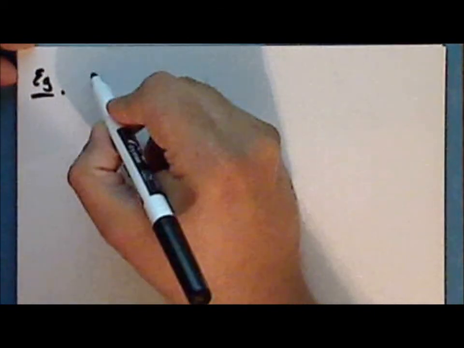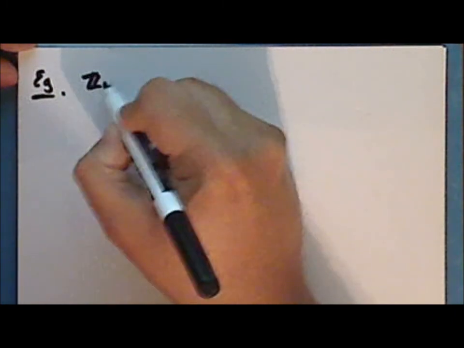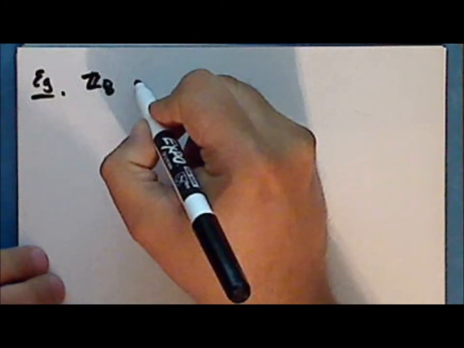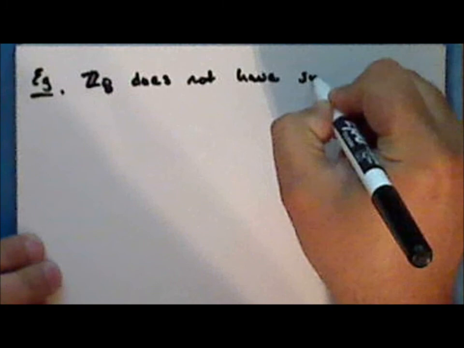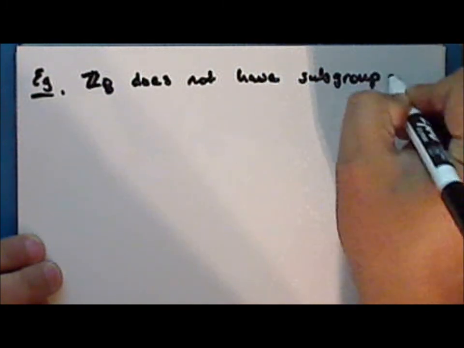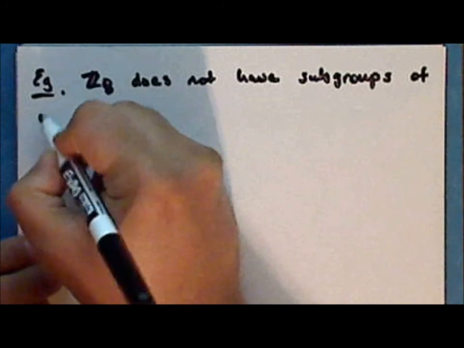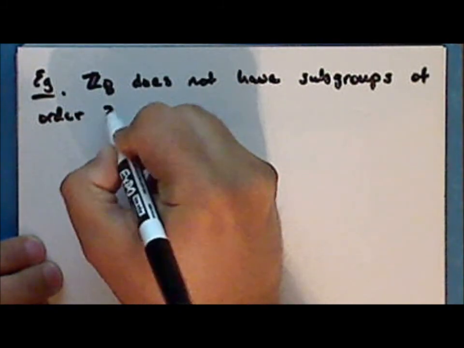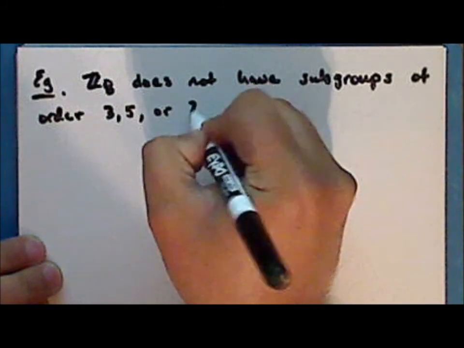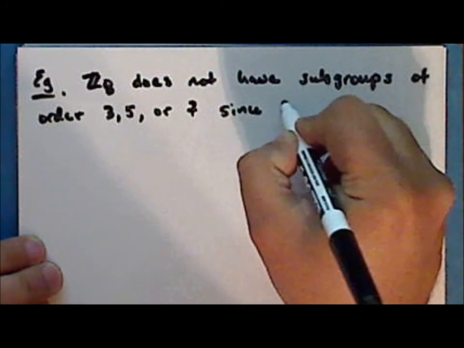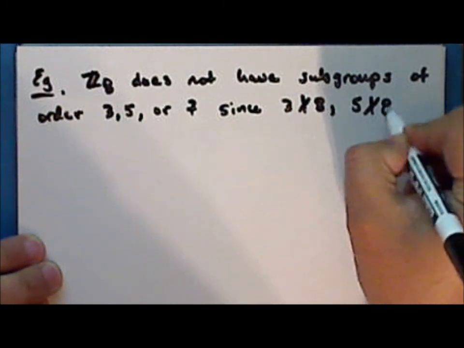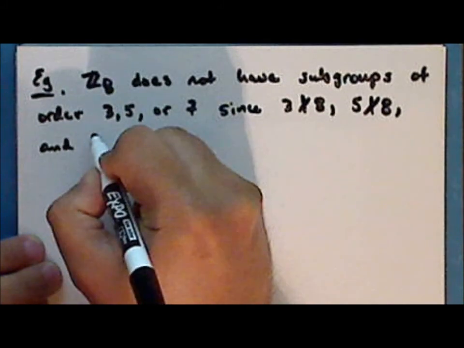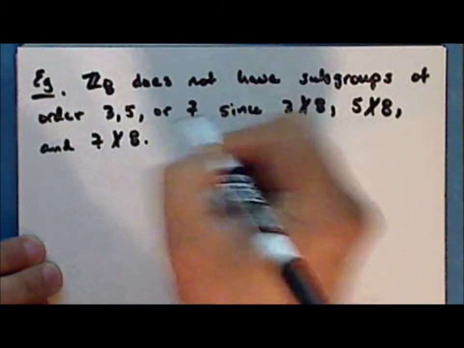So let's look at a direct application of Lagrange's theorem. The group of integers modulo 8 under addition modulo 8 does not have subgroups of order 3, 5, or 7, since 3 does not divide 8, 5 does not divide 8, and 7 does not divide 8.